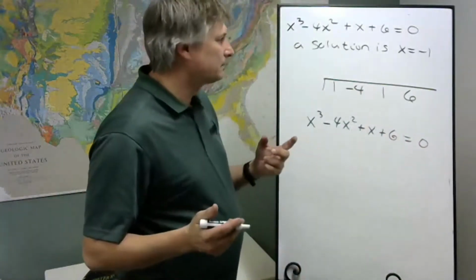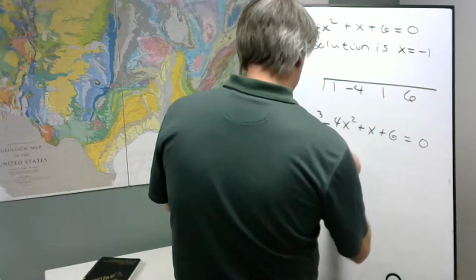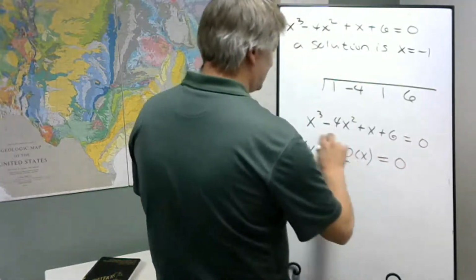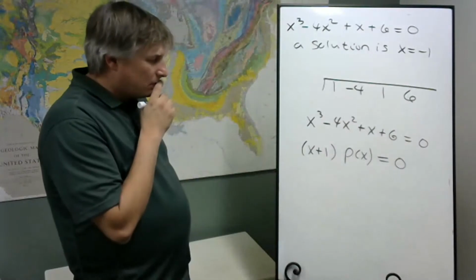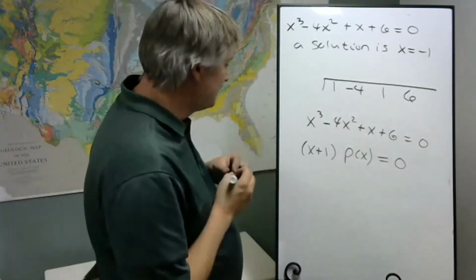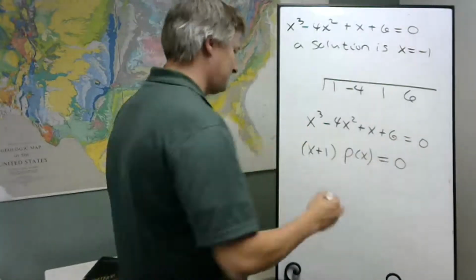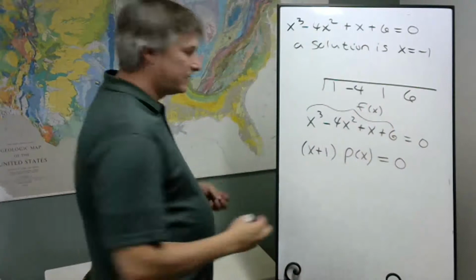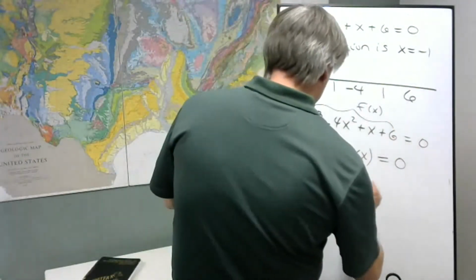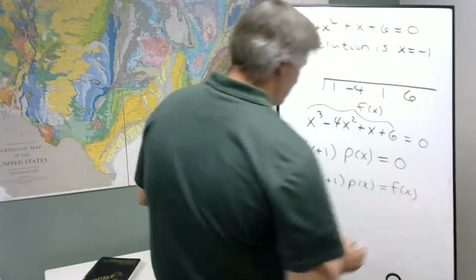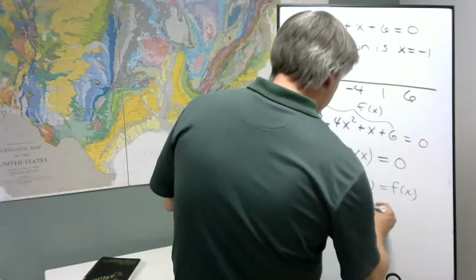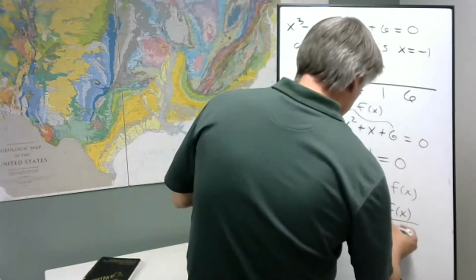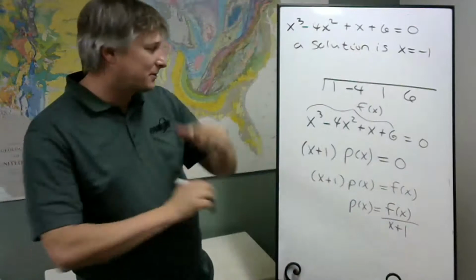There's some way of factoring out a term, x plus 1, times some polynomial p of x, where this times p of x gives us that. So what we want to do is find p of x. To do that, we're going to take f of x and divide it by x plus 1 to get p of x. If we divide both sides by x minus negative 1, or x plus 1, that's going to give us p of x.